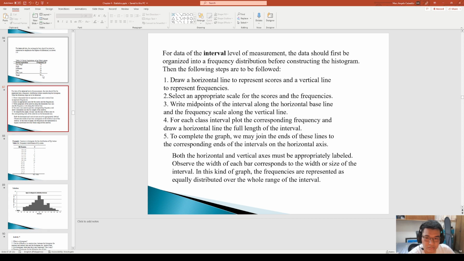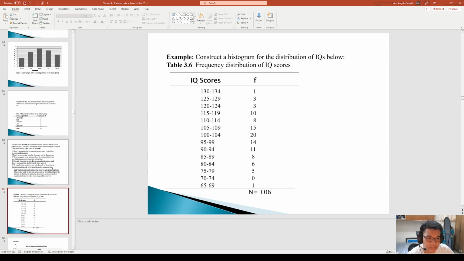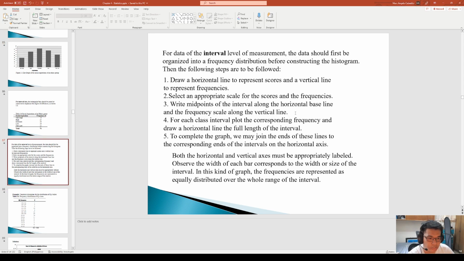So, what do we mean by scales? Yung scale, it depends on you kung 0, 2, or 0, 1, 2, 3. So, it depends kung whatever you decide. Okay? And then the next is write midpoints along the interval. Okay, number four, for each class interval, draw a horizontal line, full length. Okay, number five, to complete the graph, we may join the ends of the lines for the corresponding ends on the horizontal axis.